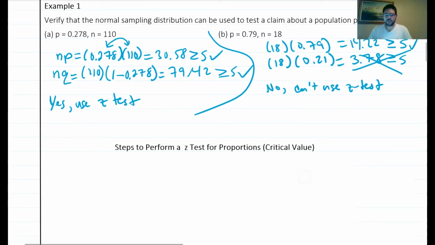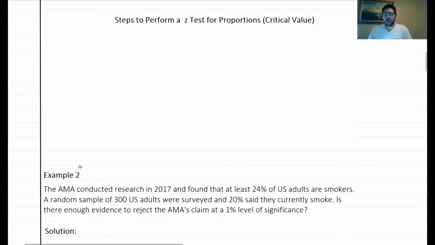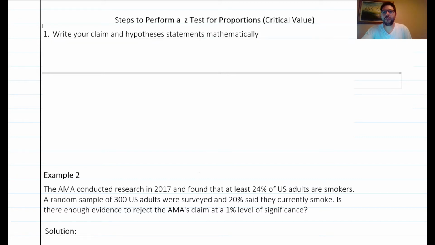So pretty straightforward. Now the steps to perform a z-test for proportion are very similar to what we've seen in the previous lessons, okay? The only difference really is that you don't have to do a degree of freedom like we did with the t-test, because it is a z-test after all. And basically the only difference is in the calculation of the test statistic, the formula.